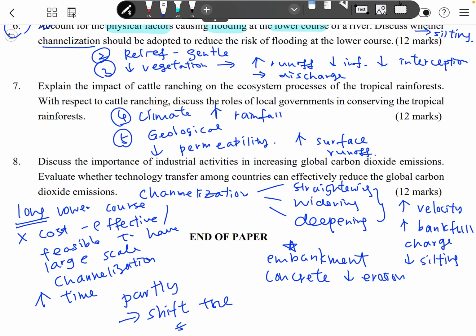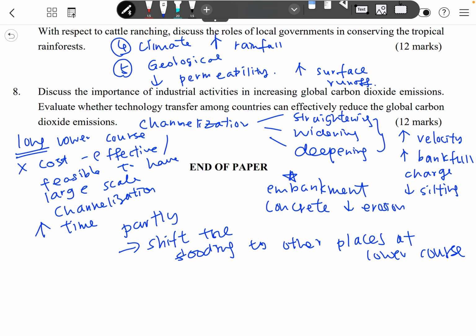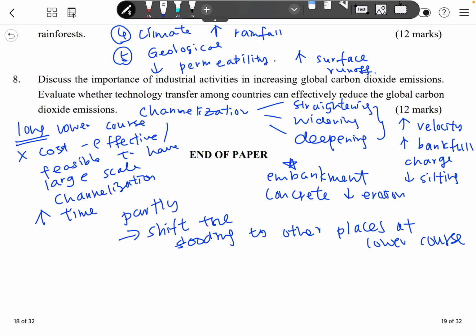And then if we only do it partly, we'll shift the flooding problem to other places at lower course. So we cannot solve the problem.